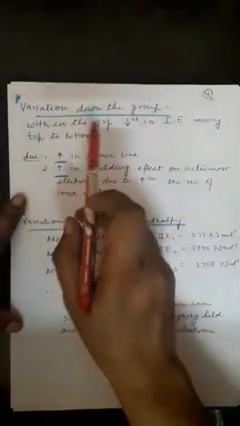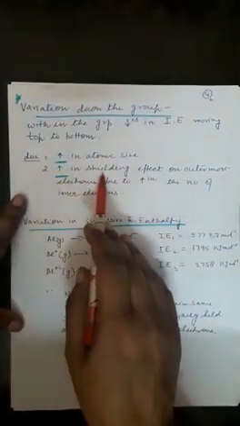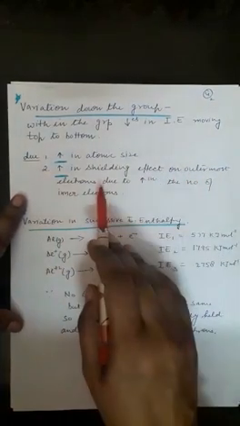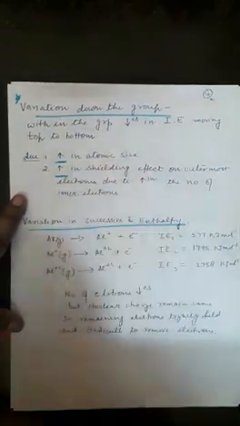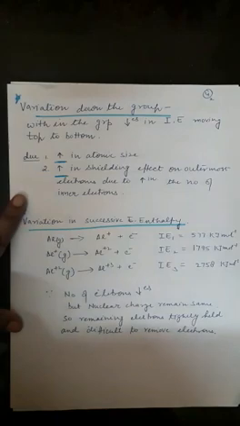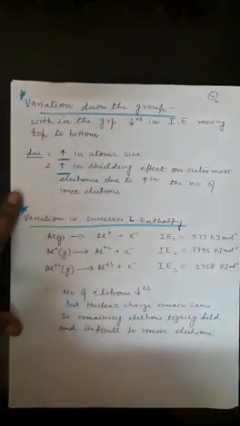Variation down the group. As we move down the group, atomic size increases, shielding effect on the outermost electron increases, so ionization energy decreases. There is no variation, a simple trend is followed. Atomic size increases, ionization energy decreases.